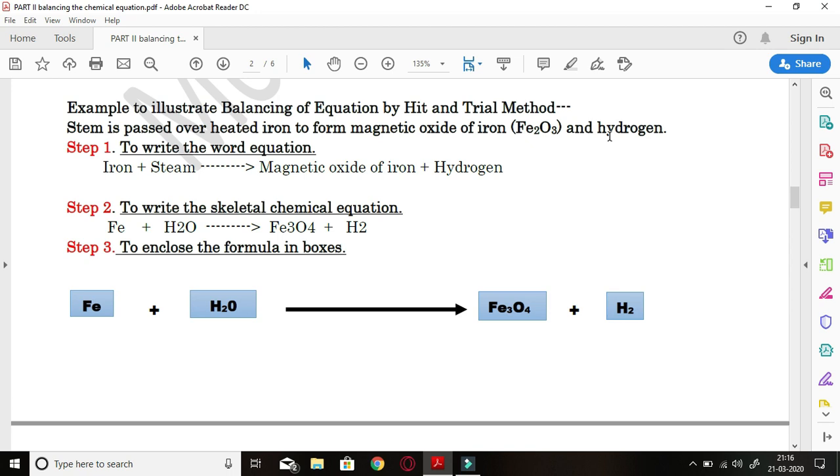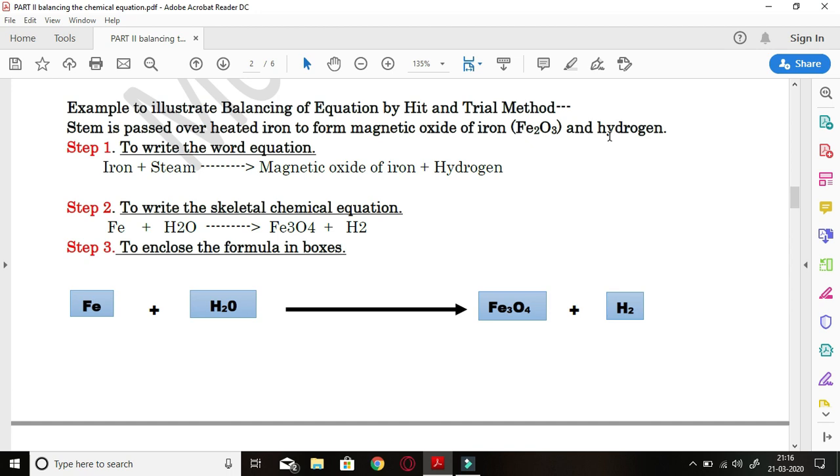Now let us see how we have written it in the form of a chemical equation. Now this is iron plus steam will give magnetic oxide of iron plus hydrogen. Now reactants are there, products are there. Reactants are iron and steam, whereas products are magnetic oxide of iron and hydrogen.